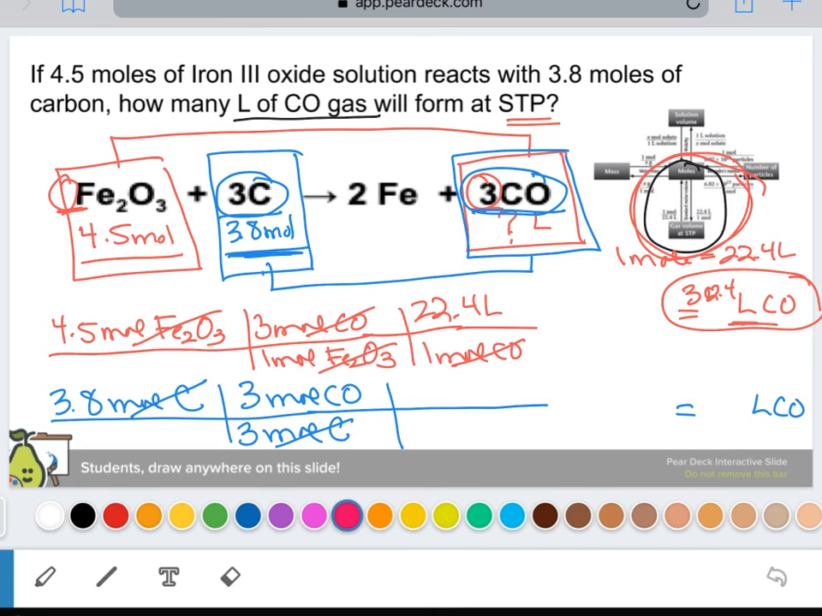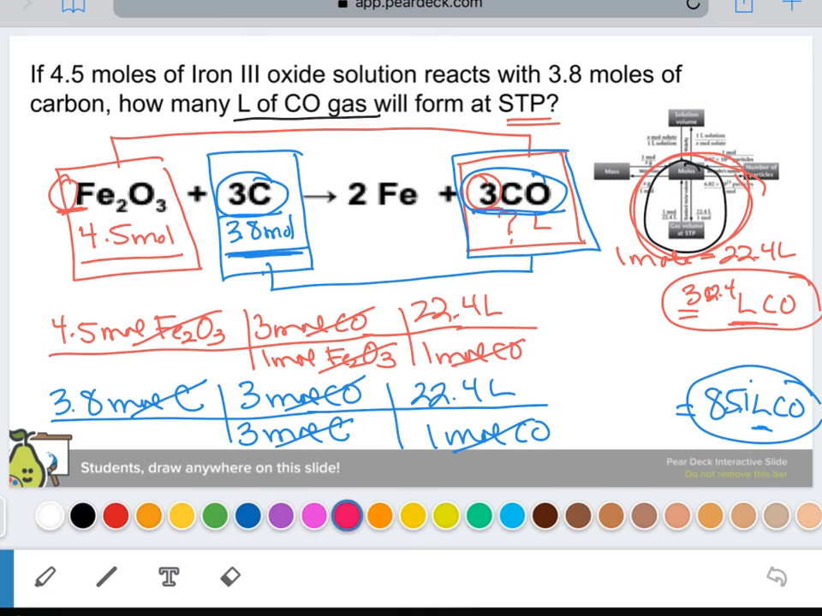And now I'm in moles of carbon monoxide, but I want liters, and so I have to use that 22.4 liters for every 1 mole of carbon monoxide, so that cancels. And now I am ready to solve for that. 3.8 times 22.4, and I get 85.12, let's say just 85.1, liters of carbon monoxide.